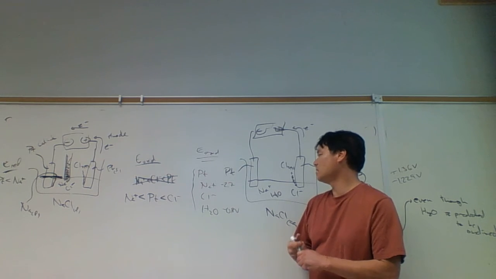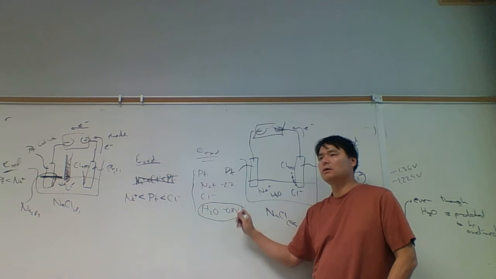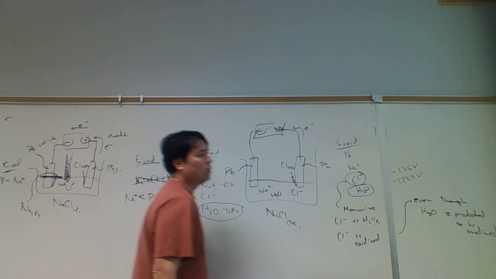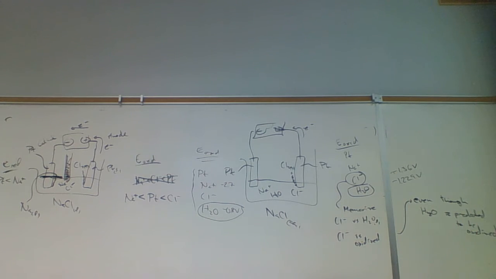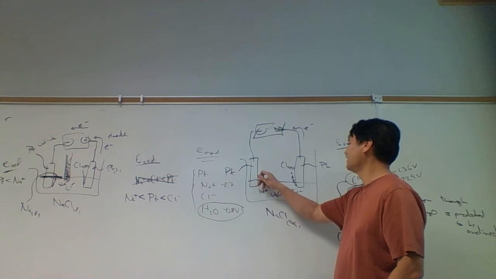And so here it's obvious. Which one has the highest reduction potential? Water. And so what's going to be reduced? Water. When water is reduced, it forms hydrogen gas. And so at this electrode, we're going to bubble hydrogen gas.